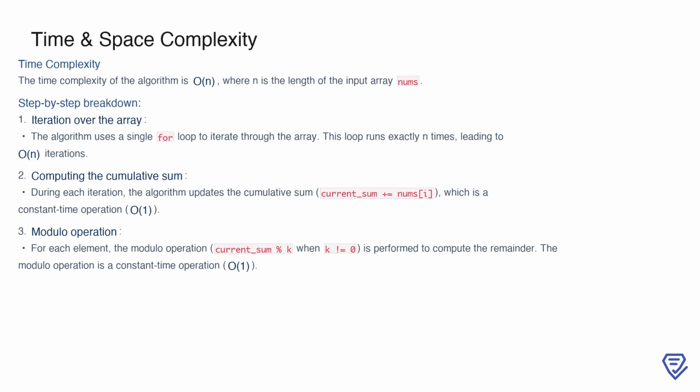During each iteration, the cumulative sum is updated using the operation current_sum plus equals nums[i]. This is a constant time operation, or O(1), because it simply adds the current element to the sum. Additionally, the algorithm performs a modulo operation, current_sum % k, when k is not 0. This step also takes constant time, or O(1), as it just calculates the remainder. These steps together ensure that the bulk of the work done is linear in relation to the size of the input array, making the overall time complexity O(n).